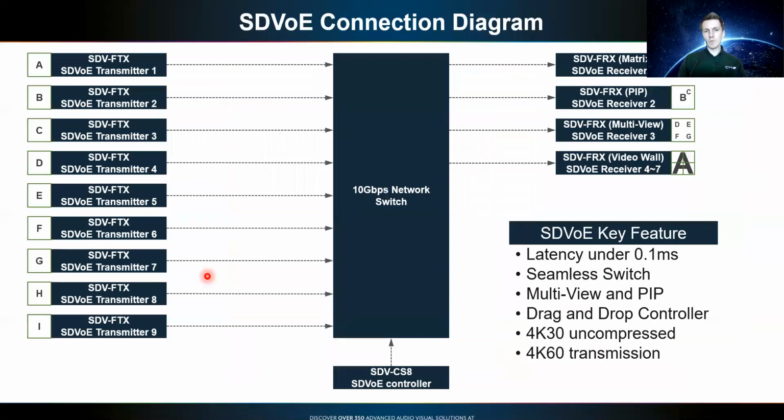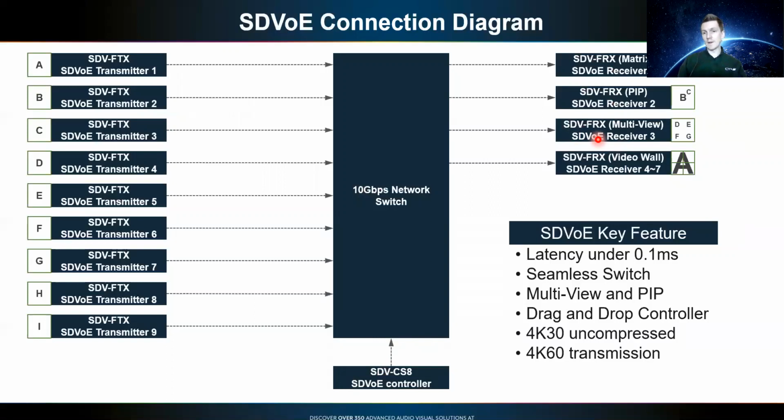A very simple system diagram here: transmitters on the left, the SDV FTX, 10 gig network switch in the middle. This can be run through either fiber or CAT. The SDV CS8 controller, which operates in a very similar way to the controller we spoke about a few moments ago, and the SDV FRX receivers. We also have transceiver models available now, which can be used with this sort of system.